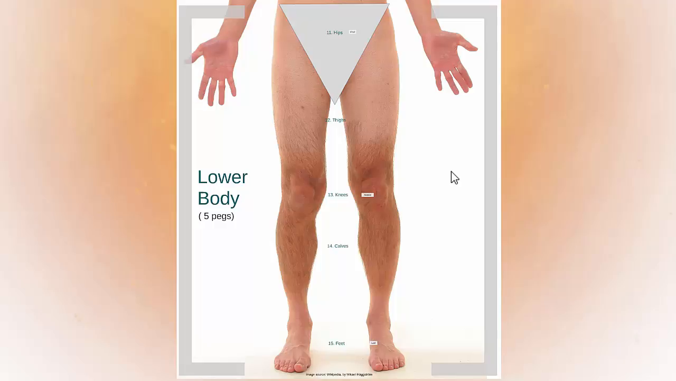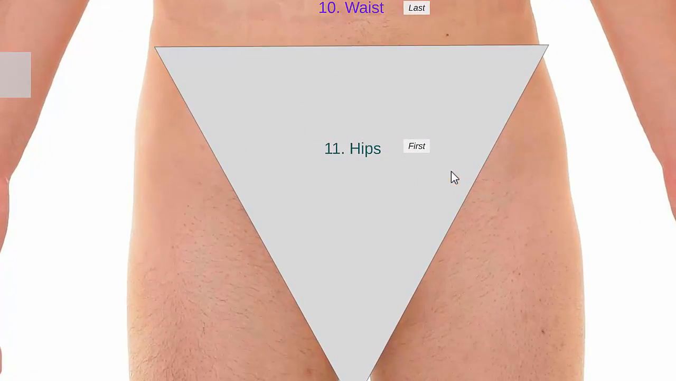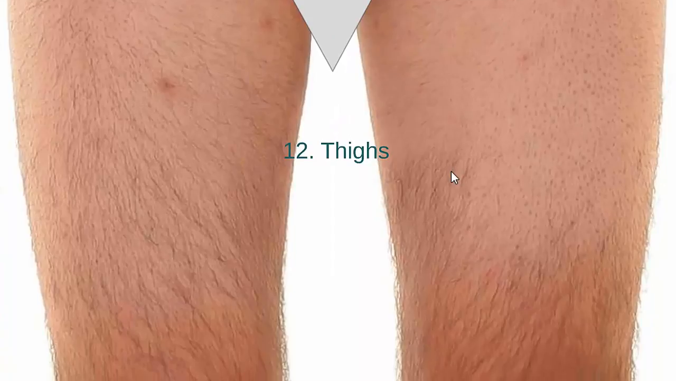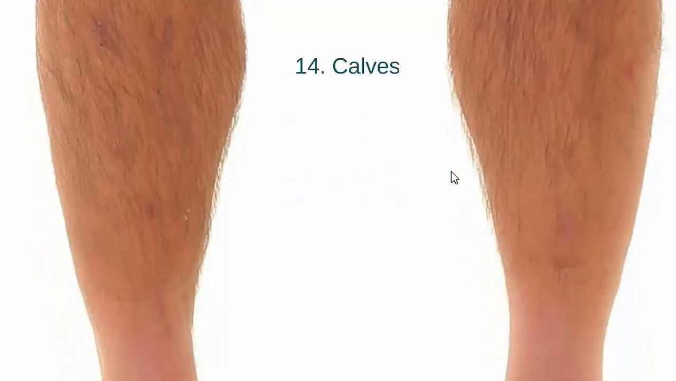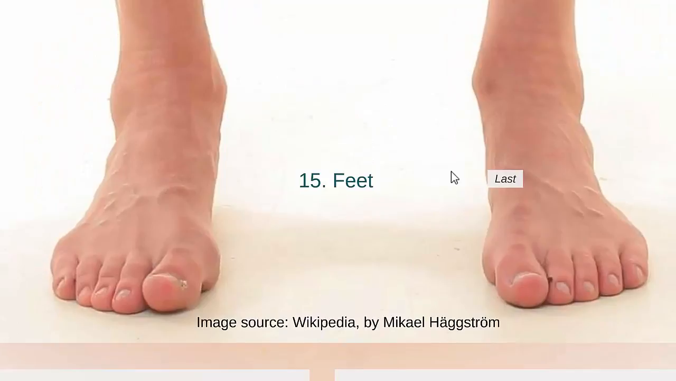The last group of body parts and body pegs is lower body. We have 5 body pegs within this group, starting with hips, thighs, knees, calves, and finally feet.